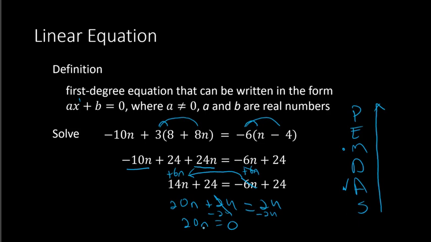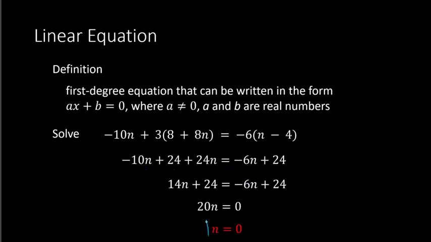Now to finish off, we take care of the multiplication. To get rid of the 20 with the n, we do the inverse of multiplication, which is division. And we divide both sides by 20. So now we have n on the left equals 0 over 20, which gives you 0. So after all that, our final answer is n equals 0. And we see that typed up right here.